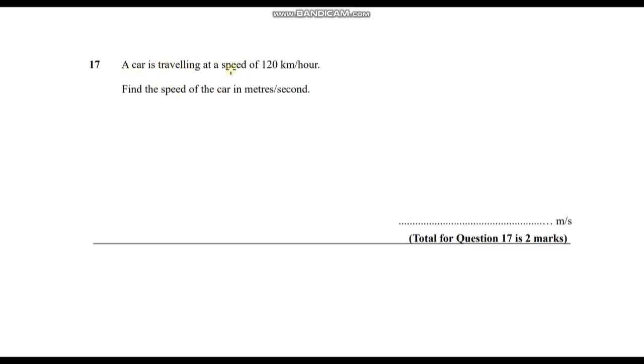Question 17. A car is travelling at a speed of 120 kilometers per hour. Find the speed of the car in meters per second. So we know our car is travelling at 120 kilometers per hour. Let's just write hour down.